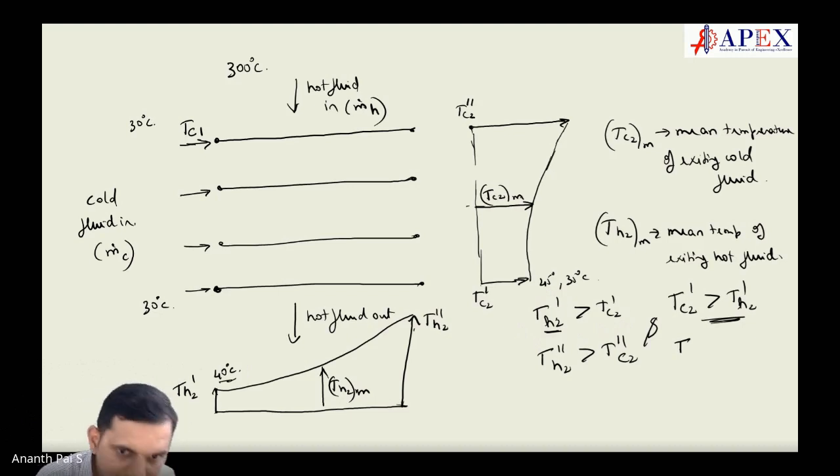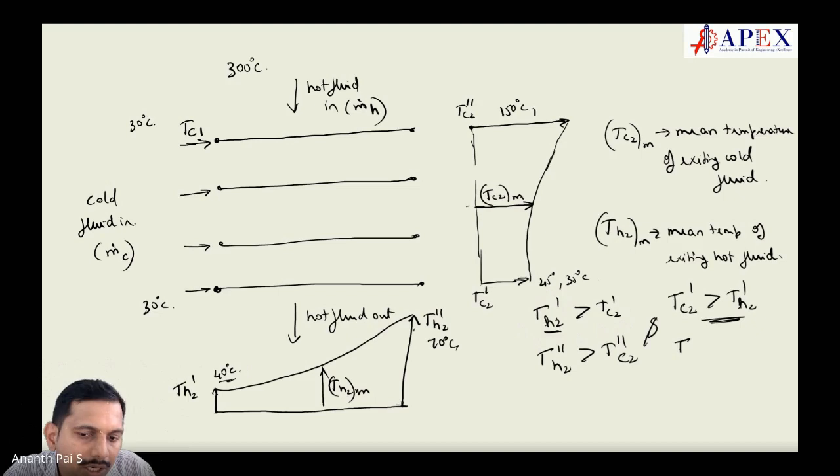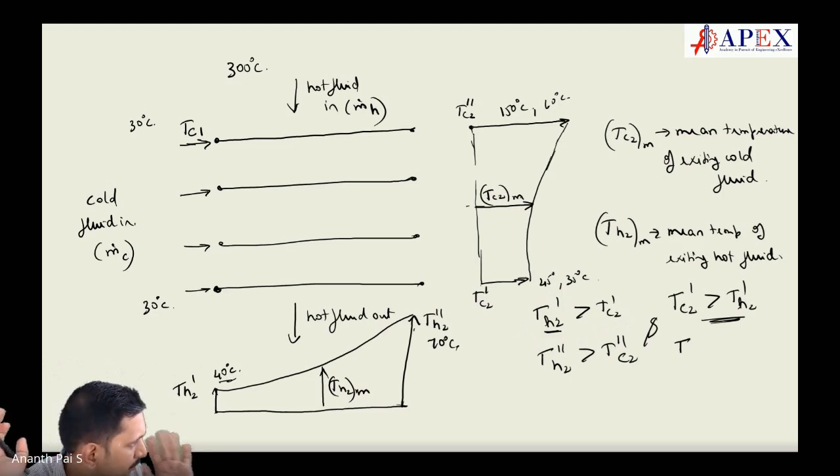Similarly here, the 300 degrees centigrade coming in can come out as, say, 70 degrees centigrade. And what is going out here, TC2, can go out as say 150 degrees centigrade, or it can go out as say 60 degrees centigrade. Can happen. It's getting heated up. Both possibilities are there, so that has to be understood.